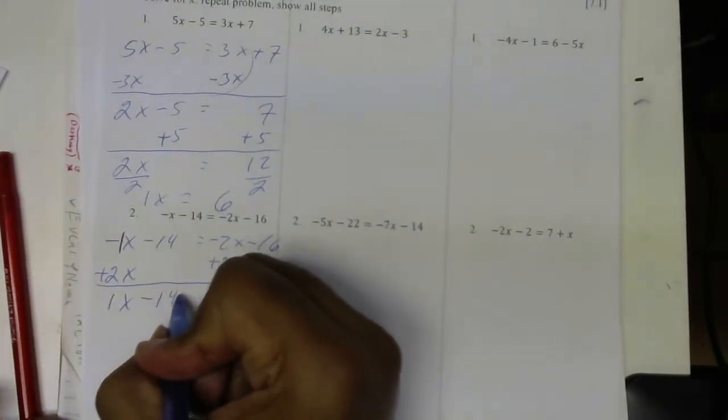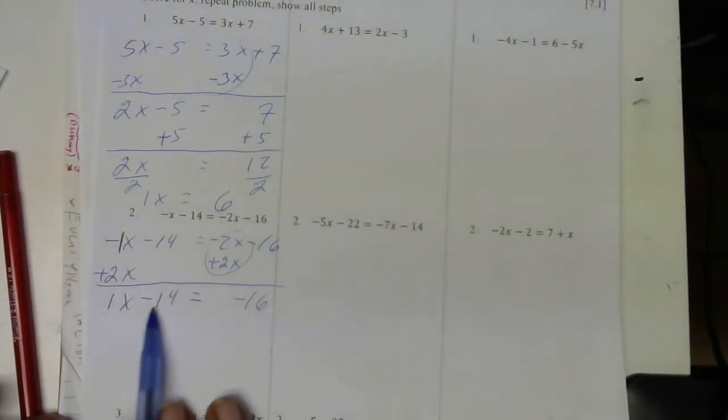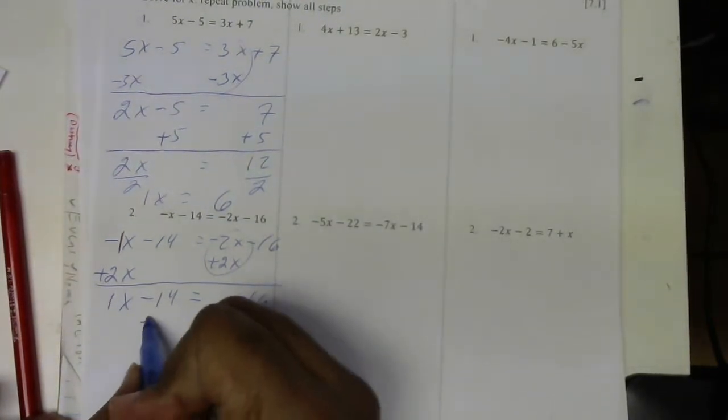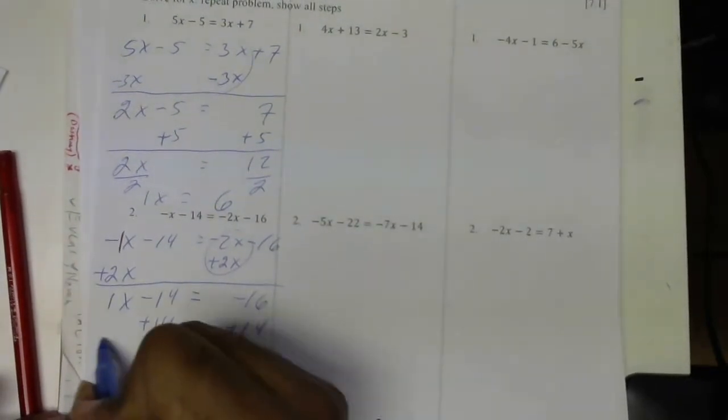Bring down the minus 14, bring down the equals. This goes away, and it's negative 16. And you can see that now we have a left side problem. So this is the left side, so we're going to say plus 14 on the left, and then put another plus 14 on the other side.